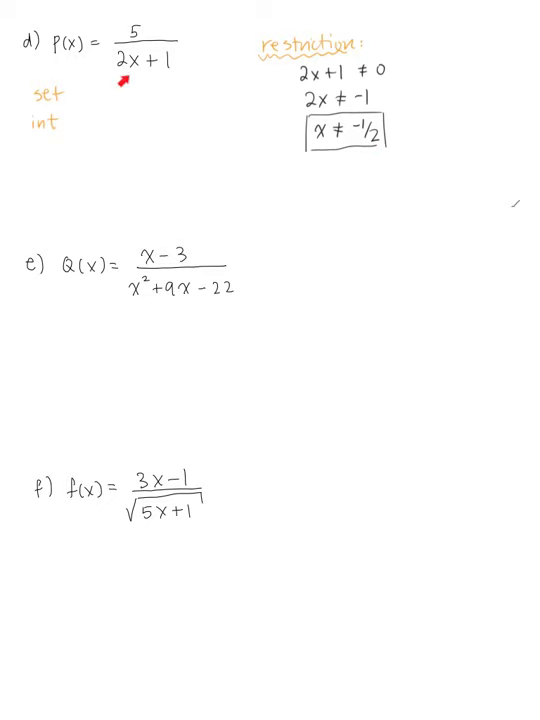So you can plug in any other number for x. Your denominator will not go to 0. Okay, so the only problem point is at negative 1/2. All right, so let's write down the set notation. So the domain of P is the set of x values such that x is all real numbers, but x cannot be negative 1/2.